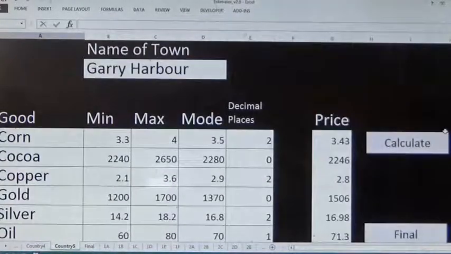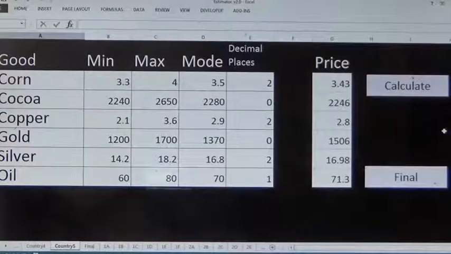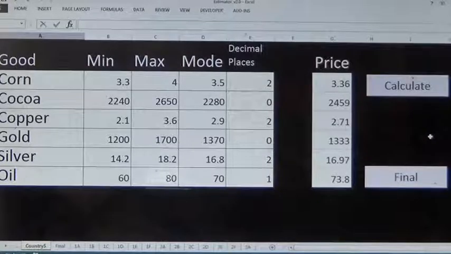So here we go to Gary Harbour. This is our 5th town. And let's calculate the prices here. So now we've got another button here which is called Final. So it's a little bit different now. This takes us to the final page where we actually have all the results.